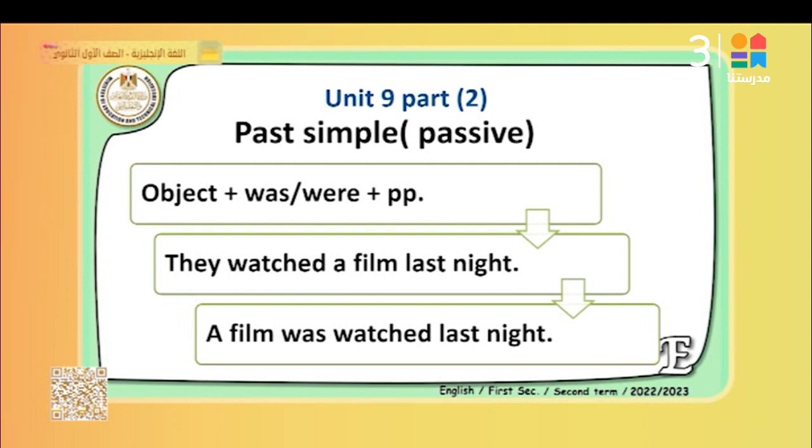So in the active form, we use the second form of the verb, we watched. But when we use the passive form, when we start with the object, we use the verb to be in the past plus the past participle. The film was watched yesterday.